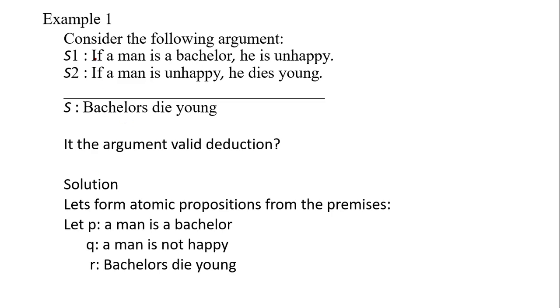Now we are going back. If a man is a bachelor, it means P implies what? Unhappy, which is Q. So from S1, we have P implies Q. Now for S2, what can we get there? Can somebody give me the implication for S2? Yes, Q implies R.